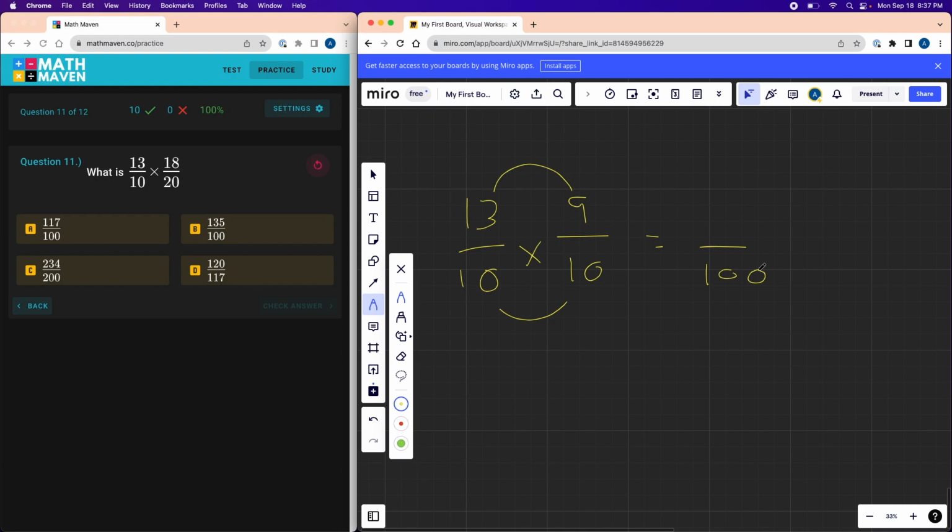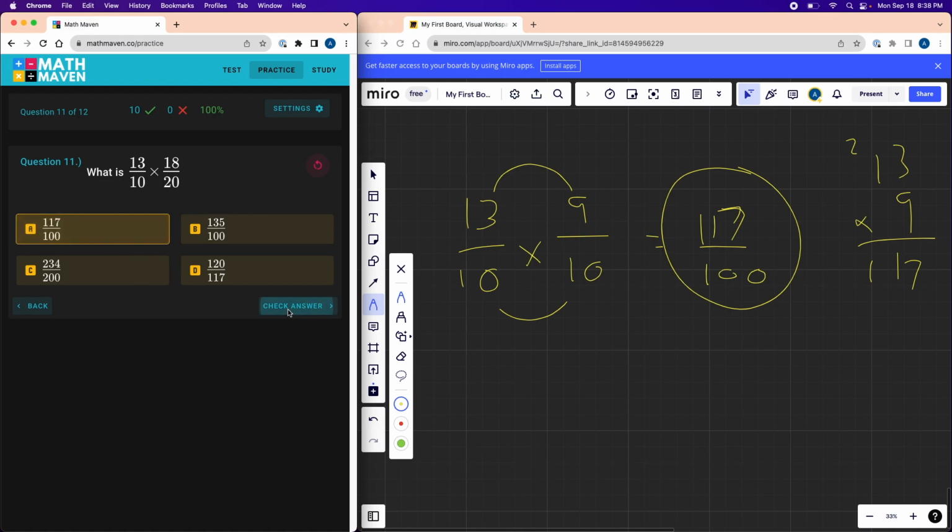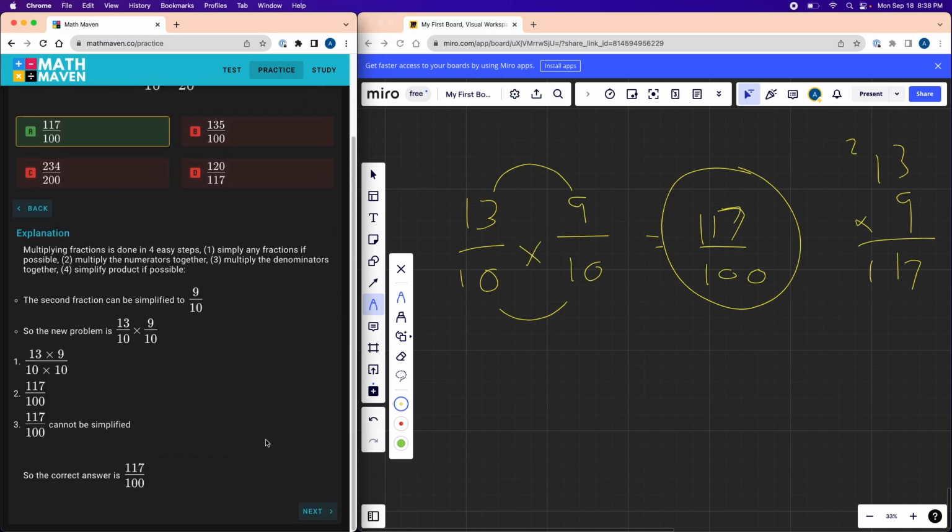And now 13 times 9, I cannot do off the top of my head, so I'll have to draw that out quick. 9 times 3 is 27. 9 times 1 is 9, plus the 2 is, no, not 13, that is 11. All right, so that is 117 over 100. And that appears to be the final answer there, because answer A appears to be 117 over 100. We'll check that answer, and it appears to be correct.